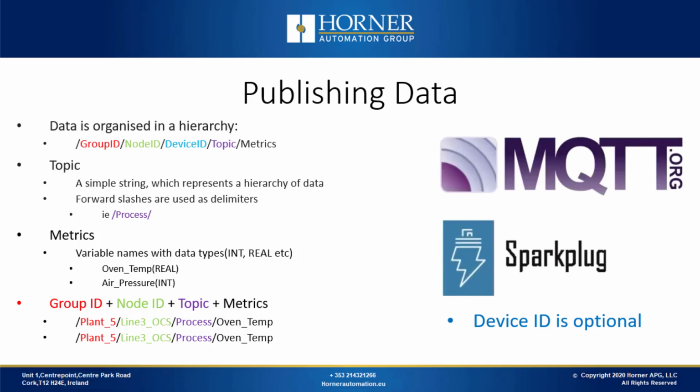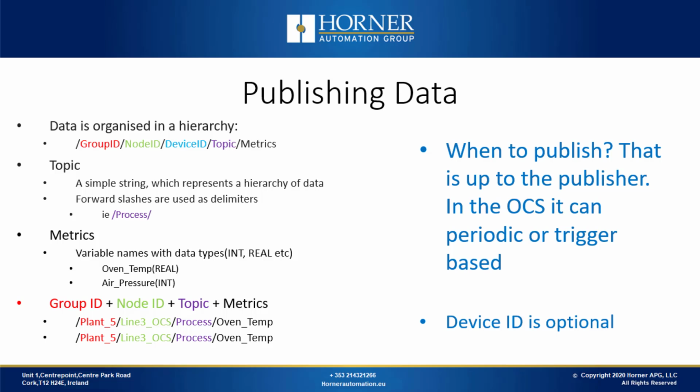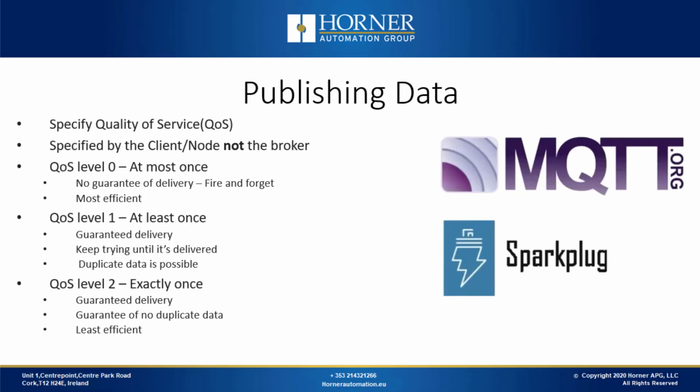We'll talk more about this later, but when data is published is decided strictly by the node publishing said data. With the OCS, we can decide to publish data on a periodic basis, on a trigger, on a change of state, etc. Next, we must define the quality of service. The quality of service is a very important part of our data publishing process, and it is specified by the node and not the broker. So when the OCS publishes data, it's not only going to define the topics and metrics, but also the quality of service for that particular topic.